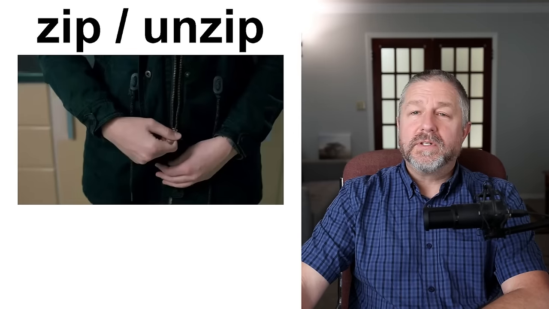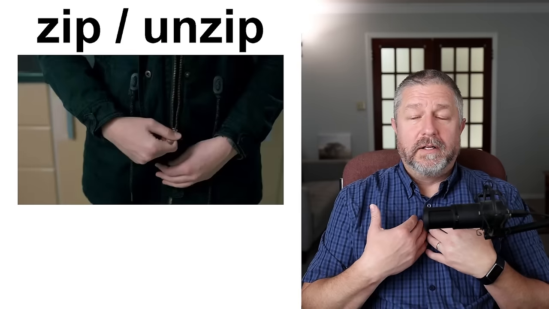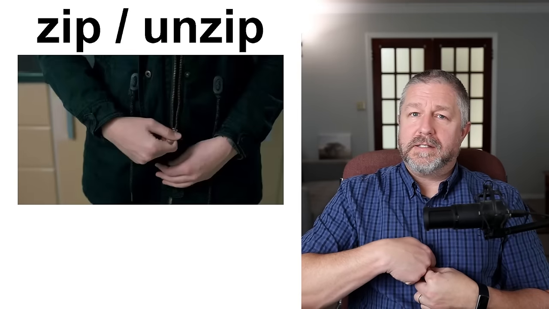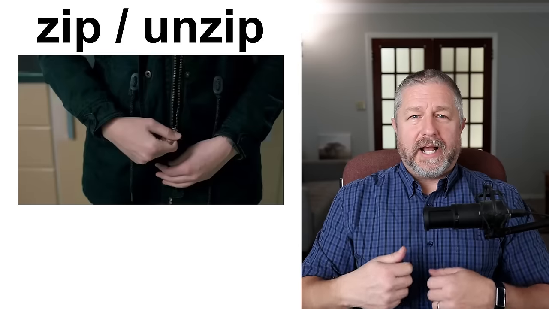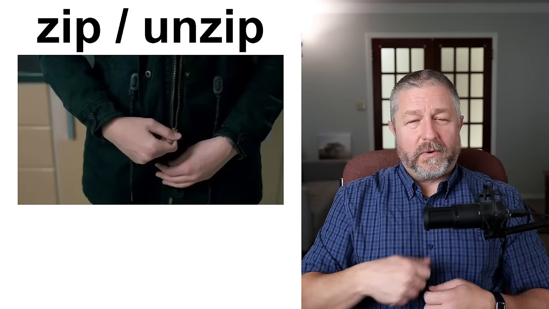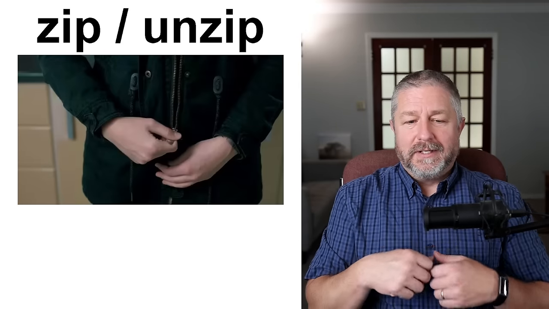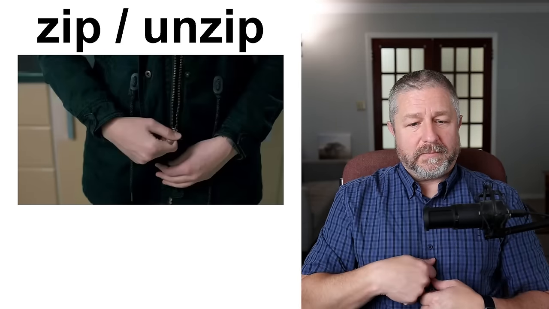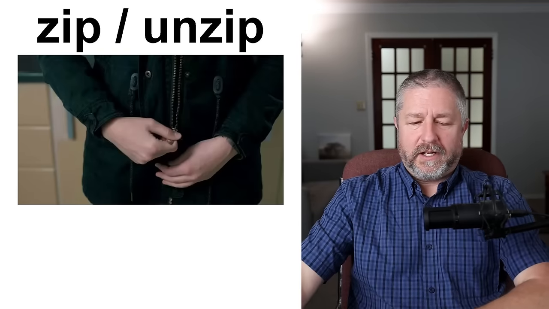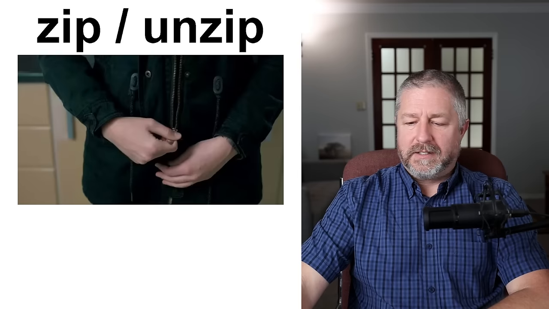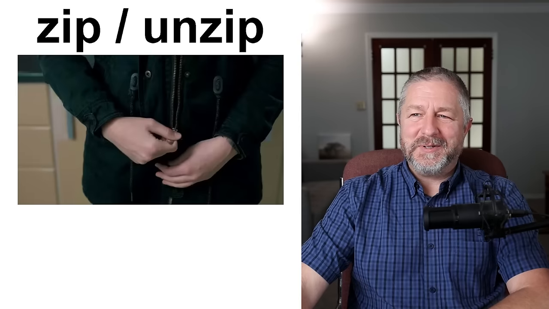Zip and unzip. So when you have something that has a zipper, you can zip up or zip the zipper. When I put on my jacket, I can zip up the zipper or I can zip the zipper. And then when I take it off, I unzip the zipper. Same with button. You can button up and unbutton a shirt. Same usage, same way you can use it.